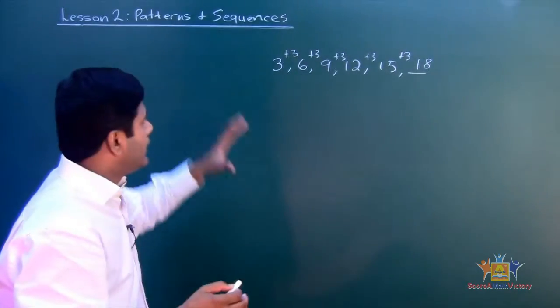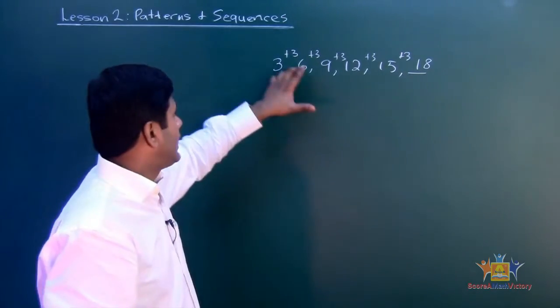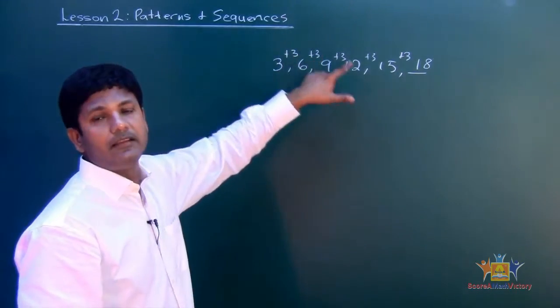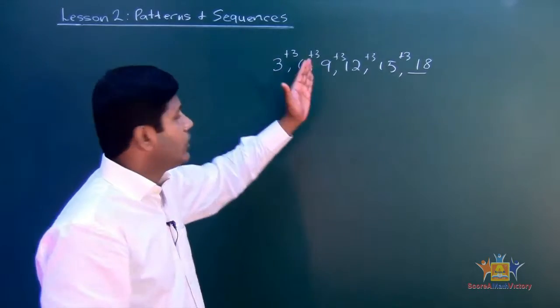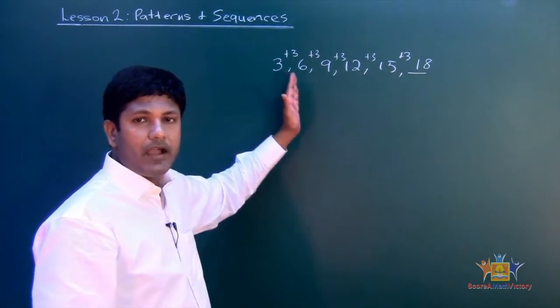Now remember, in a sequence, the pattern is consistent. In other words, you can't have plus 3 here and then plus 6 there. It has to be consistent. If you're adding 2, you're adding 2 all the way through. If you're adding 5, you're adding 5.